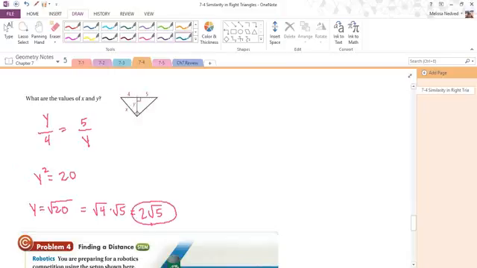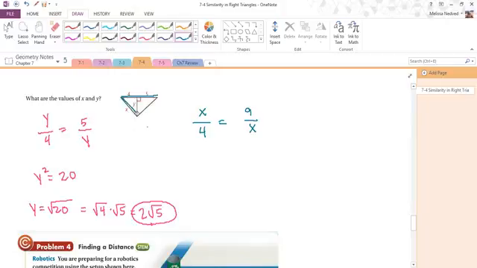For x, we're going to look at it the same type of way. We want to look at the little triangle on the left first. X is my hypotenuse, so I can take my hypotenuse over my short leg, x over 4, equals, now let's look at the big triangle. We want to start with the hypotenuse, which is 4 plus 5, or 9, over the short leg, which is x.